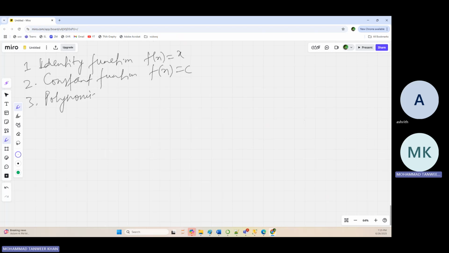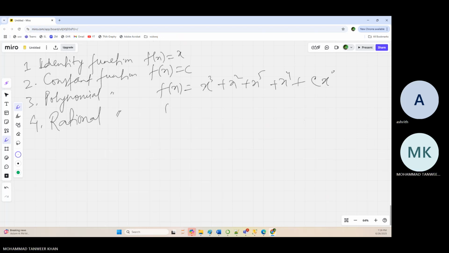Polynomial function. How you will denote? f(x) is equal to x cube minus x square plus 2. Anything: x cube, x square, x to the power 5, x to the power 4, anything plus any constant. But power should not be negative, right? Zero is allowed, because constant means the power is zero. Yes, correct. Only zero and positive ones. Rational function.